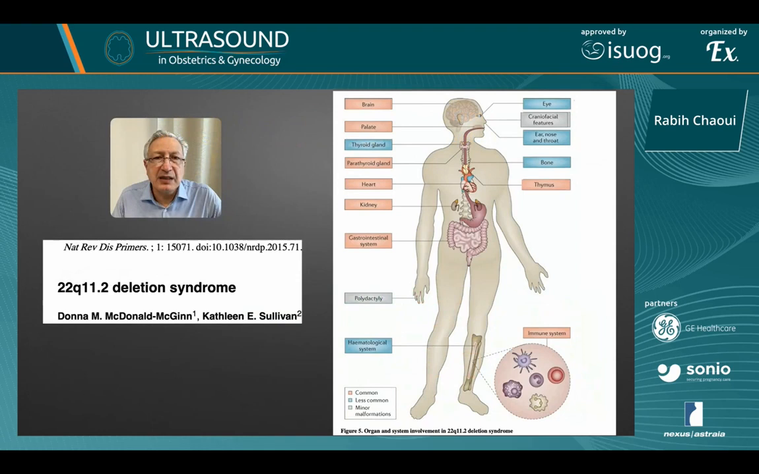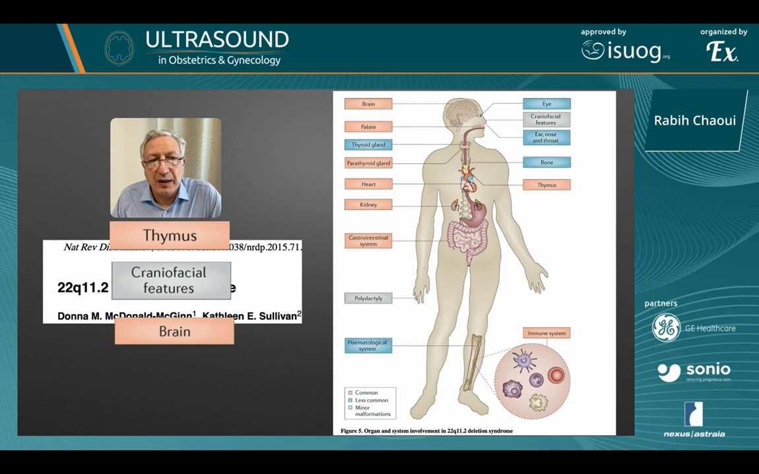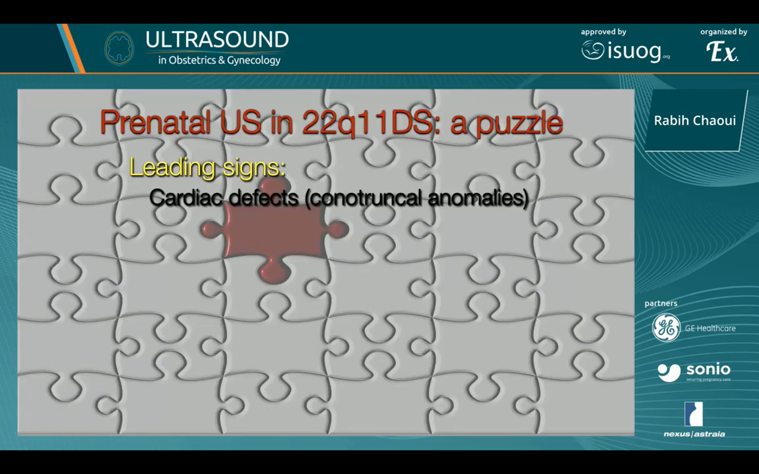Now look at this nice scheme from this overview on 22q11 deletion syndrome, showing that it's not one organ like the heart or the thymus. It is a multi-system disease, including the immune system, the bone system, the brain, the palate, and so on. This is why today I will focus on three aspects. Let's start with the heart.